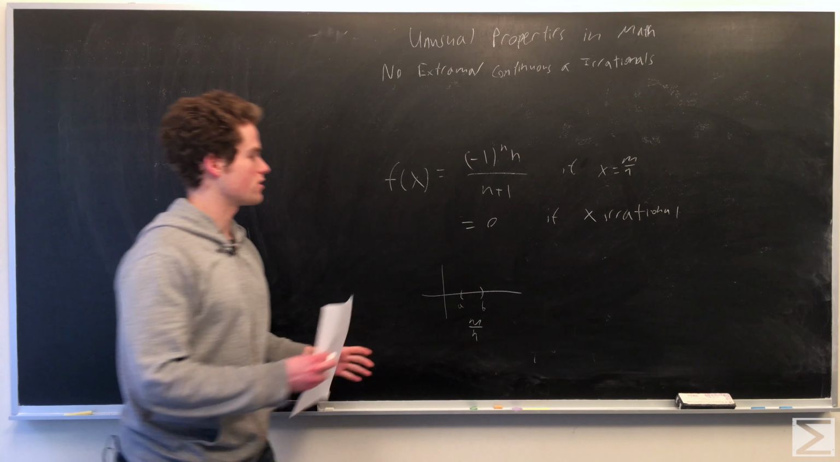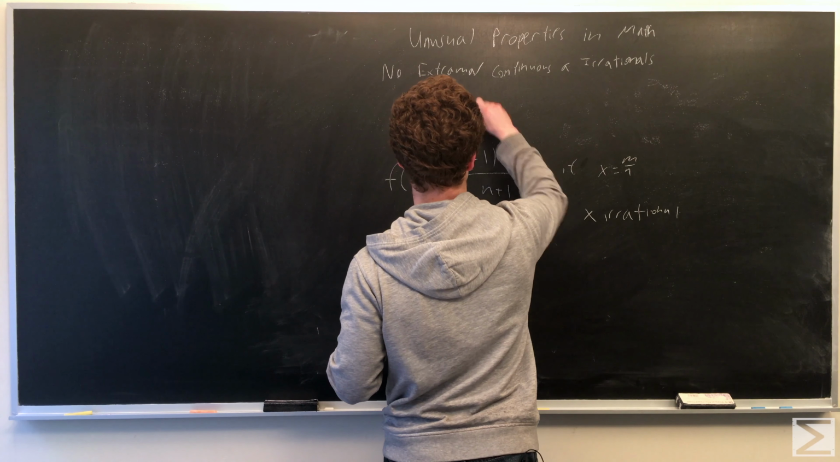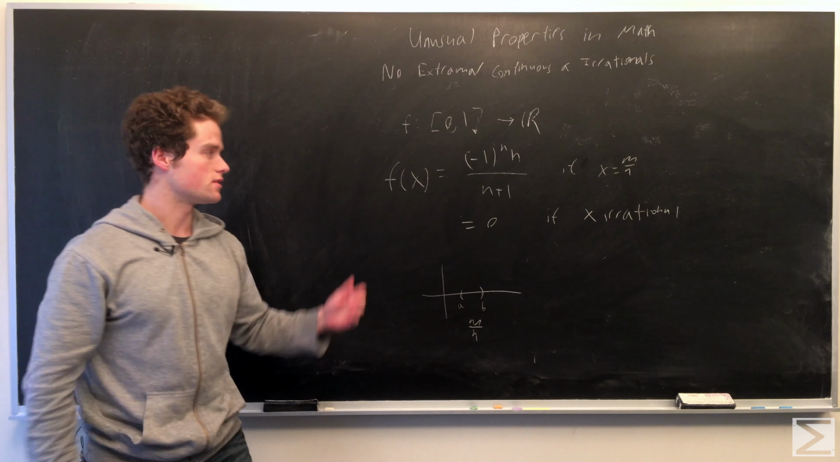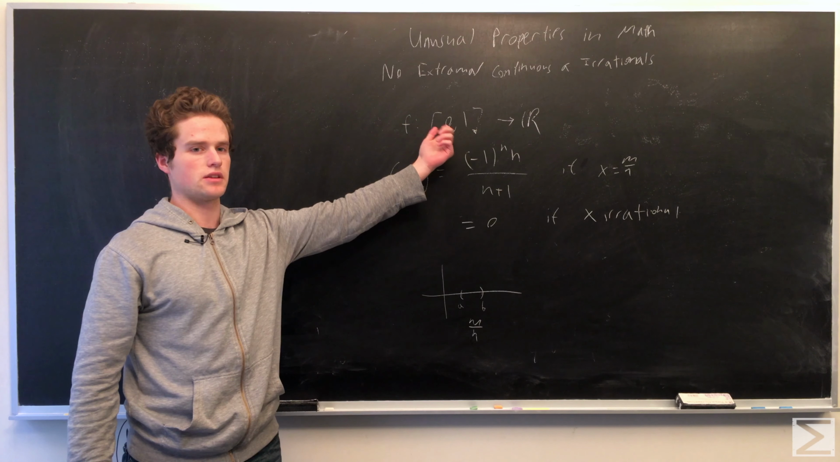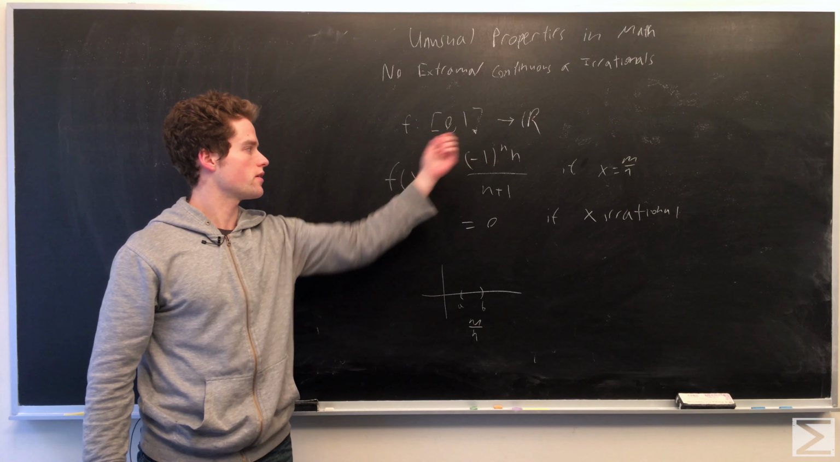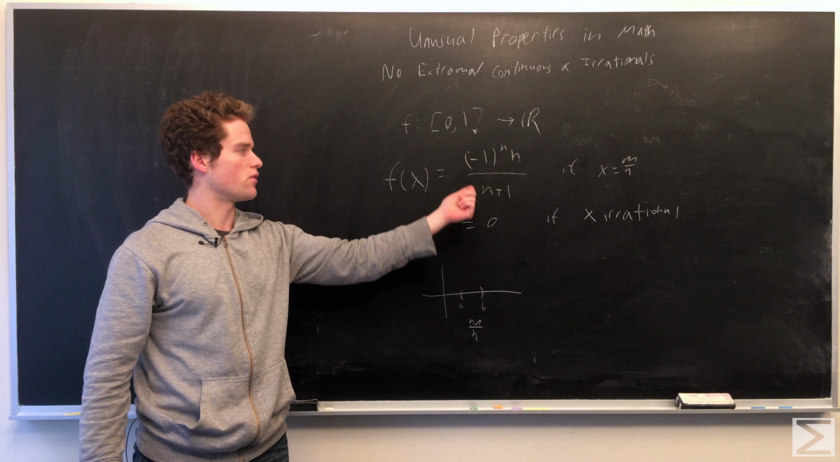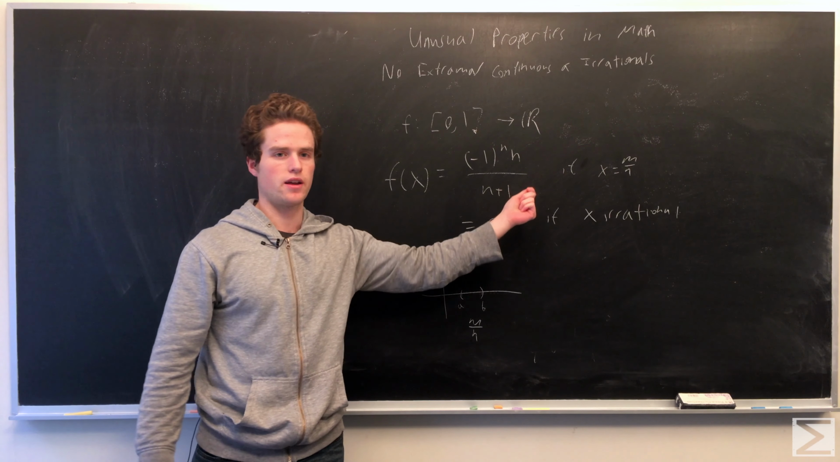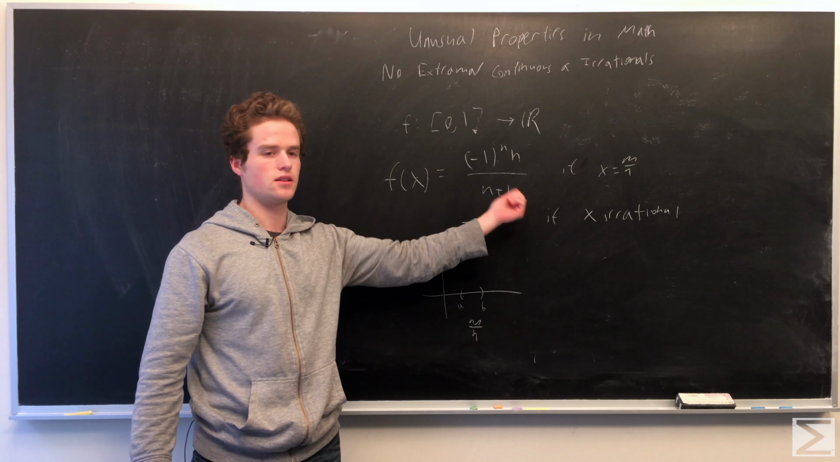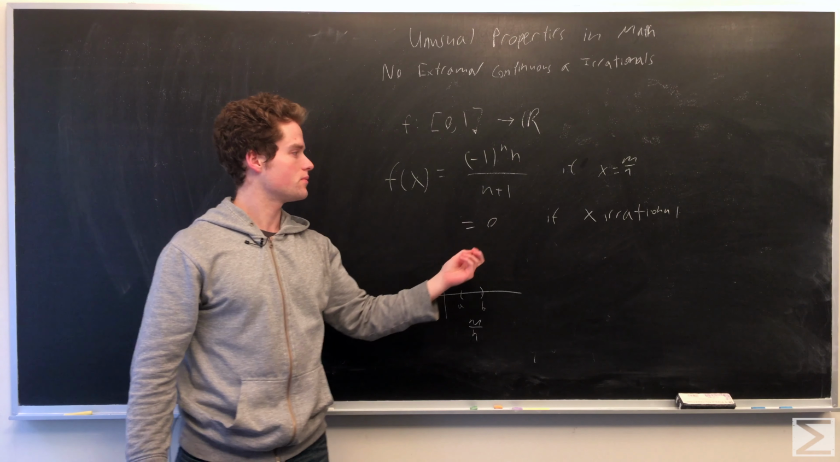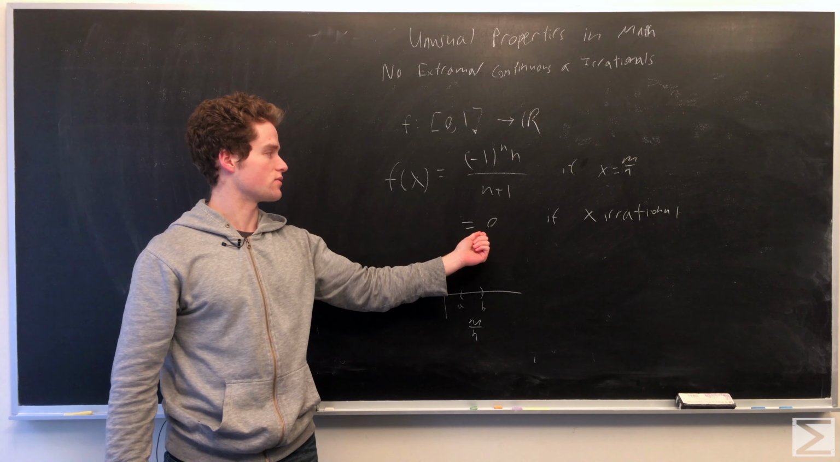So we're going to have a function. F is defined on the compact set, the closed interval 0, 1, and it goes to R. F of x equals minus 1 to the n times n over n plus 1, where x equals m over n, m and n are integers and relatively prime. And if x is irrational, f of x equals 0.